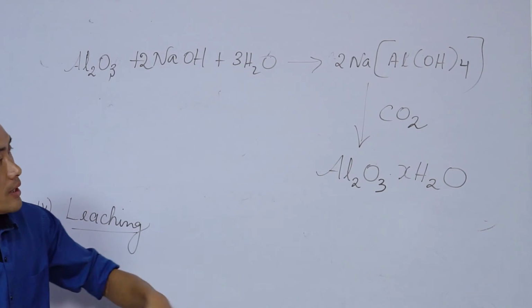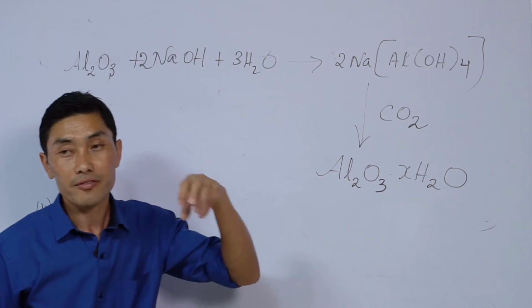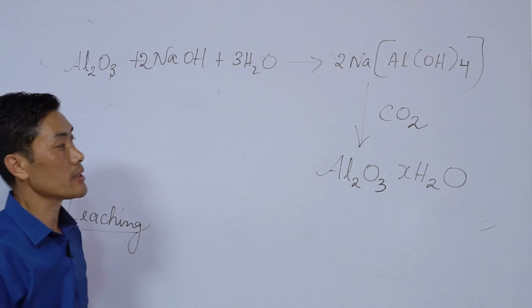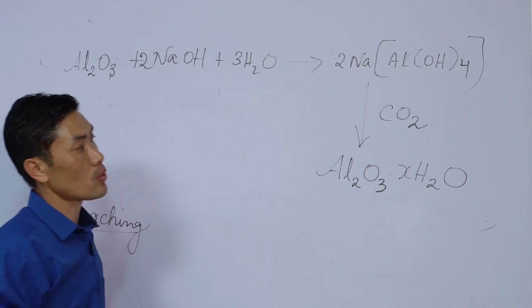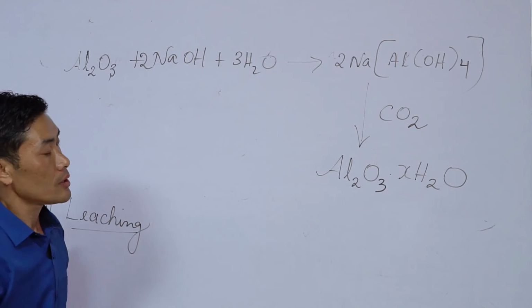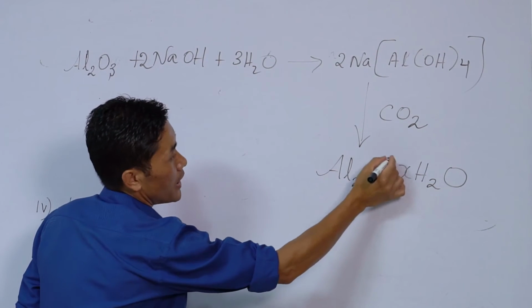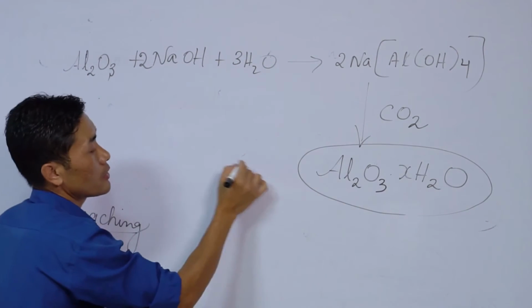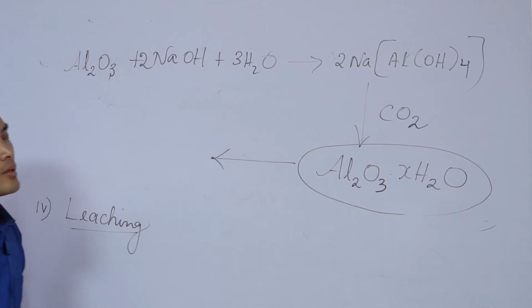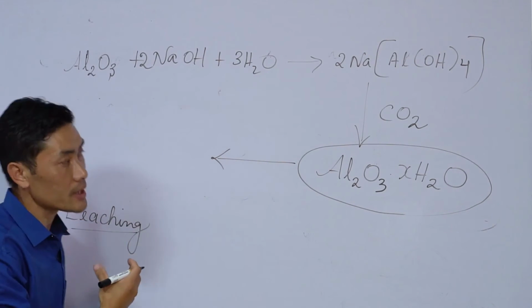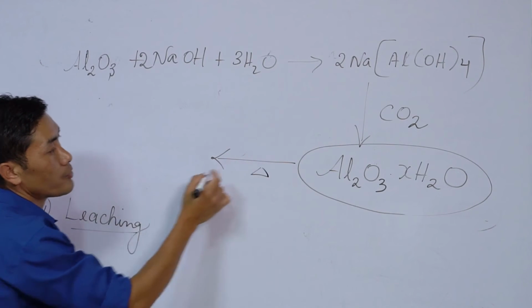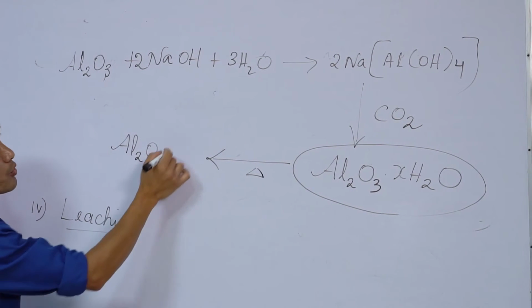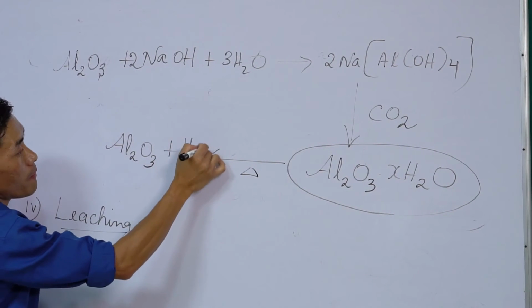At this stage, a little amount of freshly prepared aluminum hydroxide or hydrated aluminum oxide is put into this solution in order to initiate the precipitation. After this, aluminum oxide is formed, this is filtered off, it is dried and then heated to finally give aluminum oxide in the pure form.